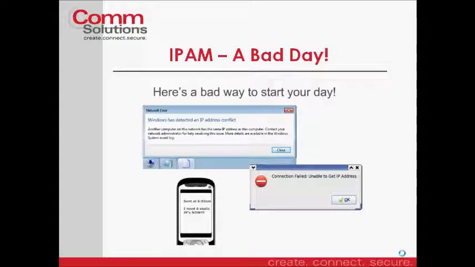So here's a bad day for IPAM. Walk in the morning, you try to get on the network, and you receive a message saying that Windows has detected an IP address conflict. Worse than that, you try to get on the network, and your connection fails because you're unable to get an IP address. Maybe you've exhausted your DHCP space. You may also get a message via text from your server team saying they need 6 static IPs for some new servers they're rolling out. So not a good way to start your day.